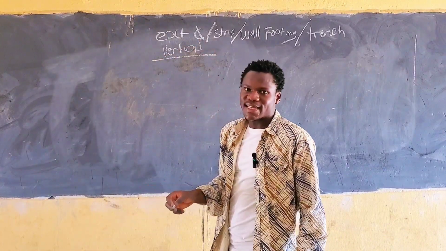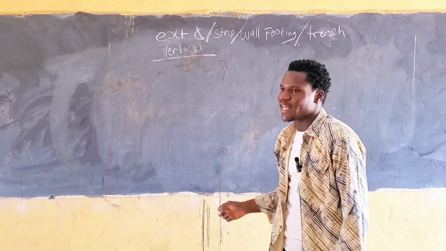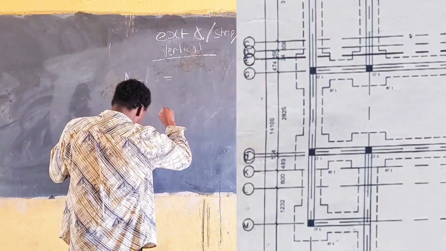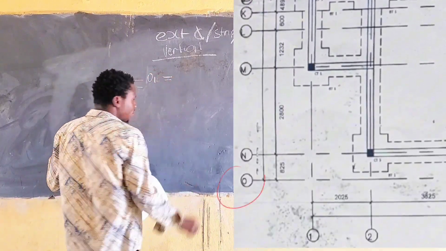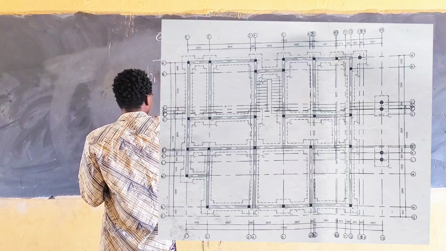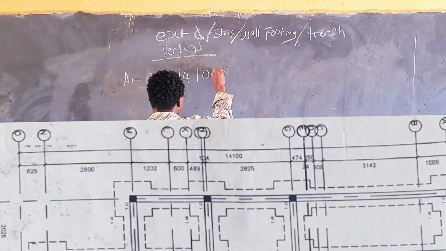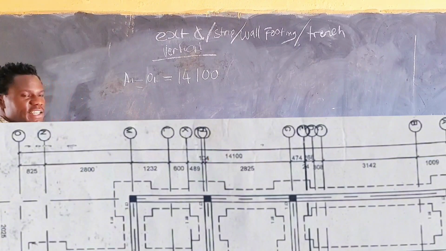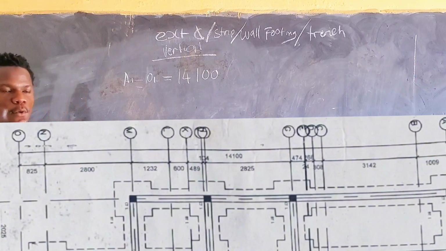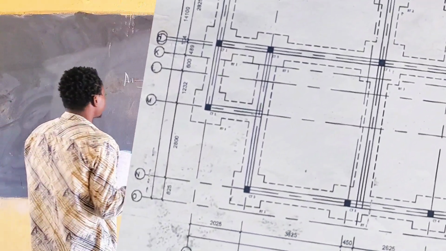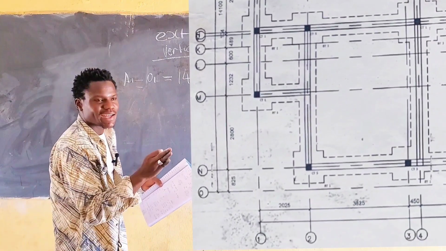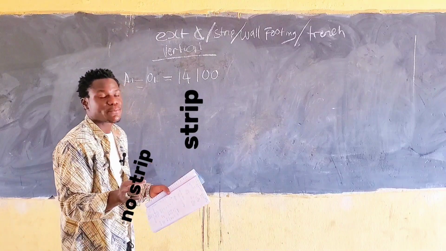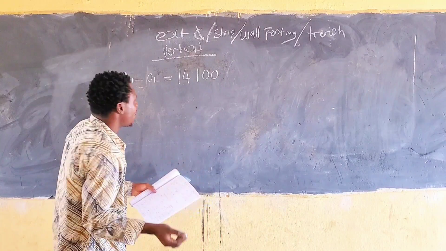In order to measure it, like I said, we are going to be using the labels to pick out the dimension. A1 to O1 is equal to 14,100. Then, if you look at it, you'll see that from O to N there isn't any strip there. So we are going to deduct that side, because if we don't deduct it, it will be considered an over measurement.